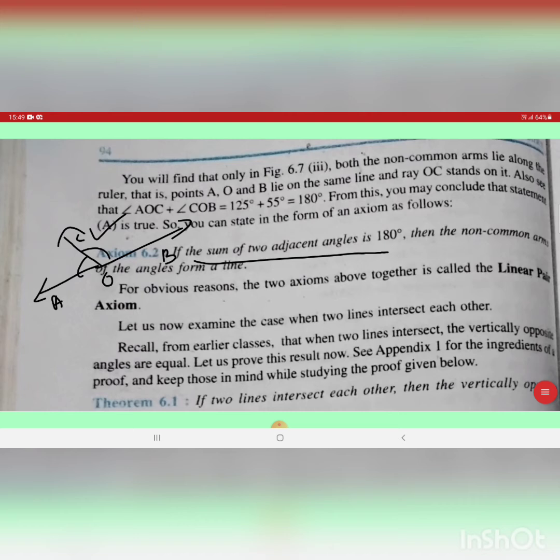That is, if the sum of two adjacent angles is 180 degree. So we have two angles, their sum is 180 degree, then their non-common arms form a line. See, this axiom 6.2 is also known as the linear pair axiom, because it is the definition of linear pair of angles.